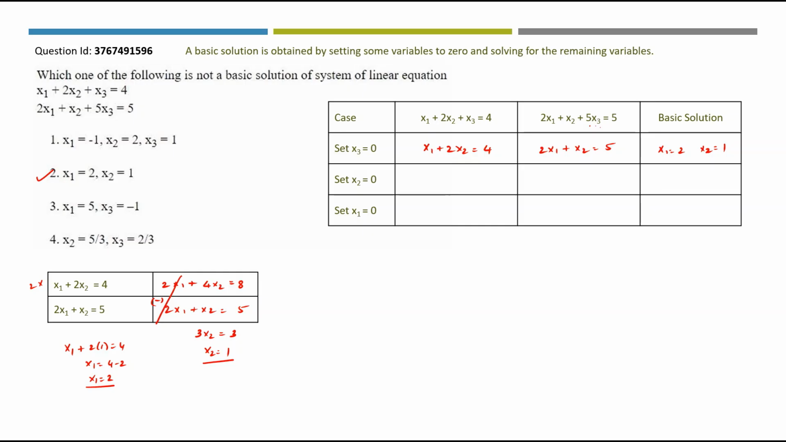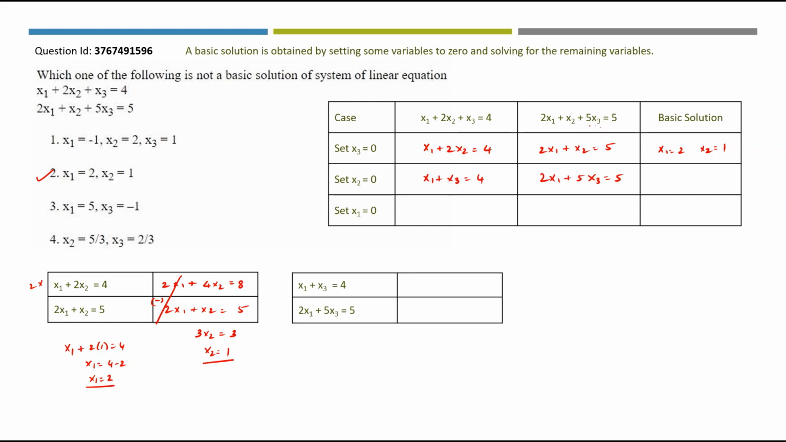We have to set x2 to 0. So let's have x1 plus x3 is equal to 4. 2x1 plus 5x3 is equal to 5. We have to solve for these 2 equations now. We can again multiply this by 2. Then we have 2x1 plus 5x3 which is equal to 5. So when you subtract, you can cancel x1 here. What about 2 minus 5? It is minus 3x3 equal to 8 minus 5 is 3. From this we get the value x3 is equal to minus 1.